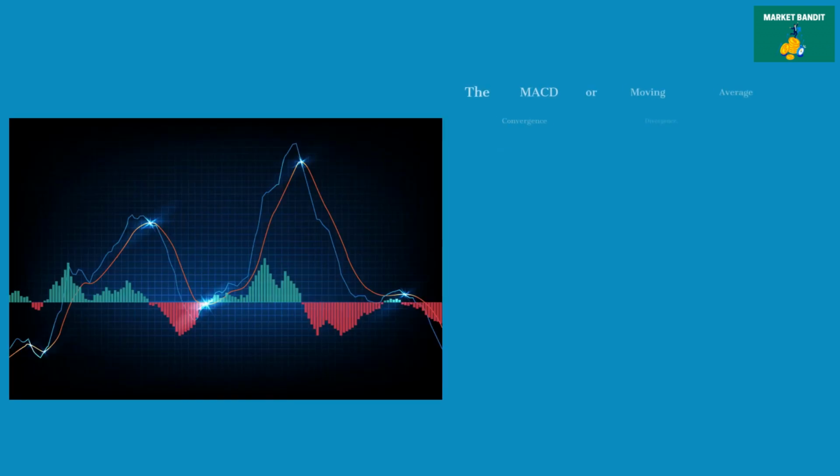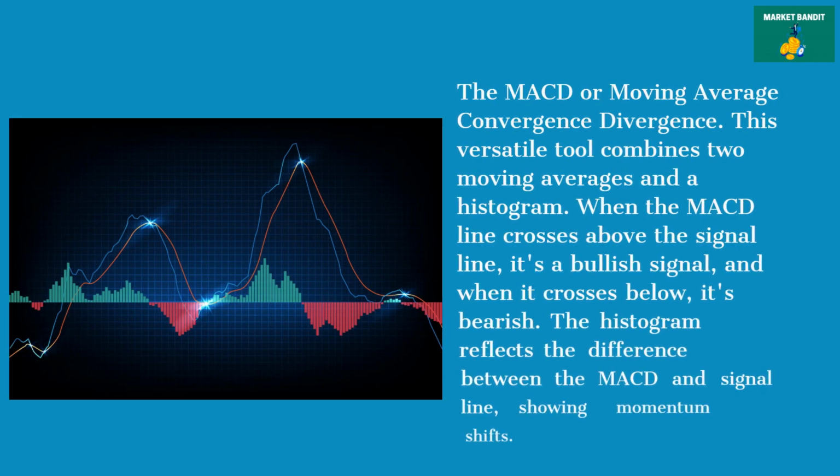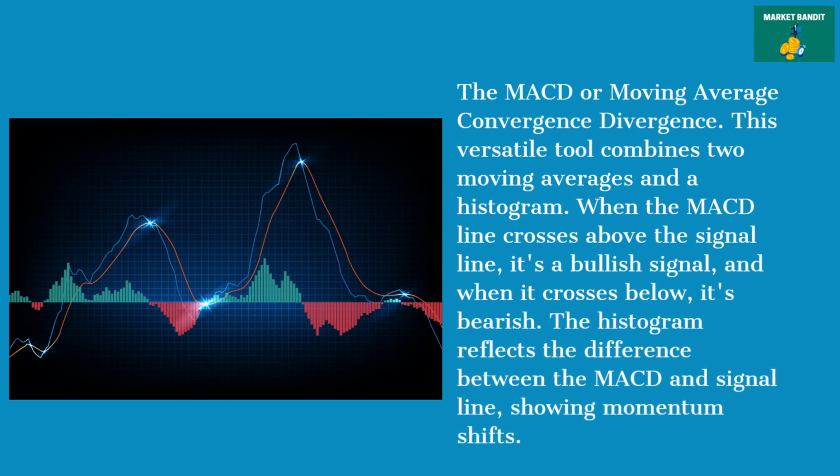4. MACD, Moving Average Convergence Divergence. The MACD, or Moving Average Convergence Divergence, is a versatile tool that combines 2 moving averages and a histogram. When the MACD line crosses above the signal line, it's a bullish signal, and when it crosses below, it's bearish. The histogram reflects the difference between the MACD and signal line, showing momentum shifts.